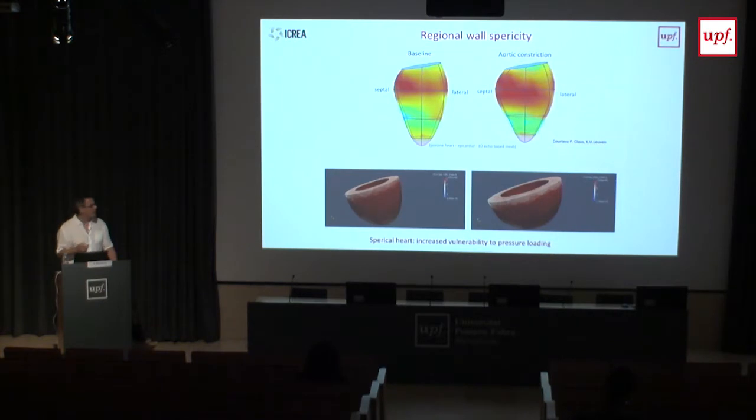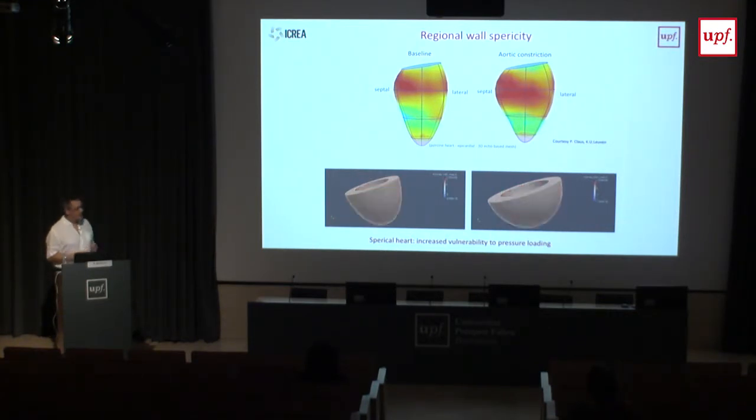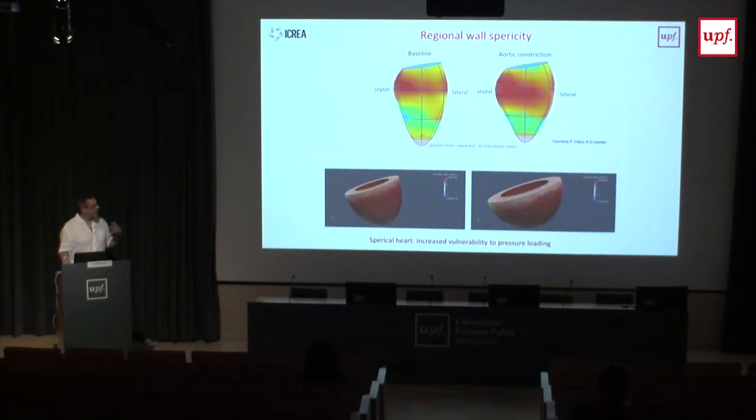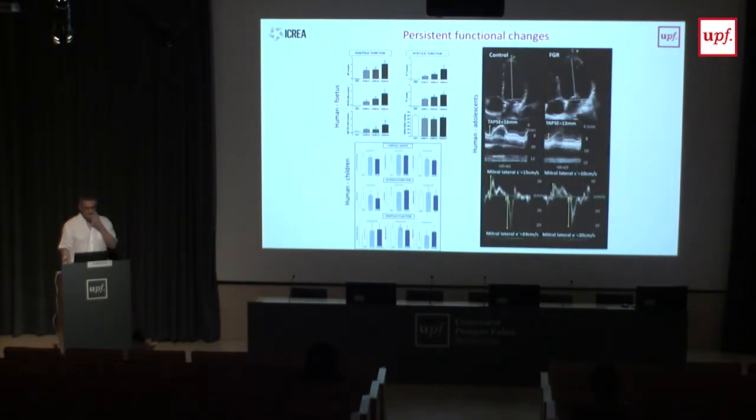And again, you can try to simulate this, and this is also some work that Patricia did in the lab, is trying to see if you have different kinds of geometries and you would suddenly load these geometries, how would be the redistribution of wall stresses and whether this could be kind of deleterious or not.